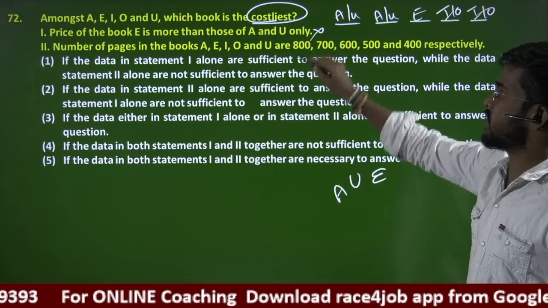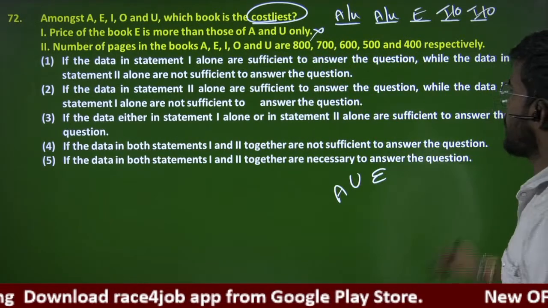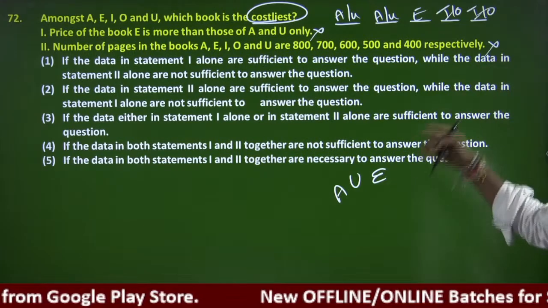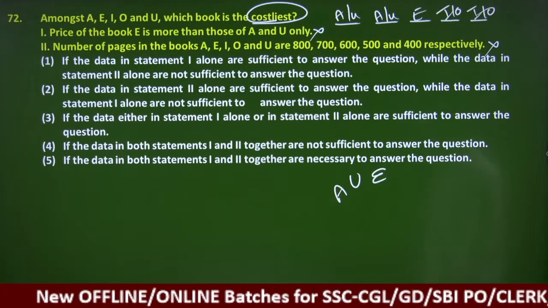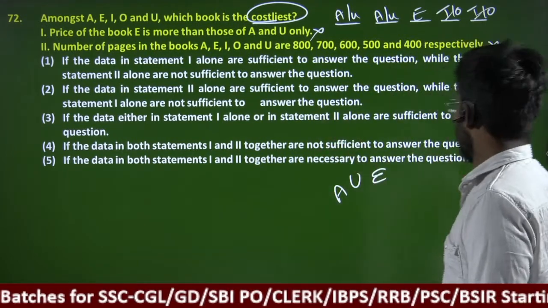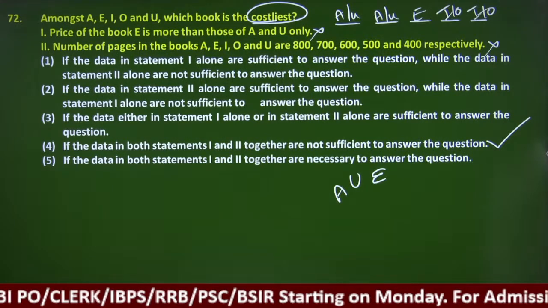So individually statement 1 is wrong, and individually statement 2 is also wrong, because they have not given the price of the book, only the number of pages of the book. By combining both also they are wrong. So we can say option number 4, because not sufficient to answer.